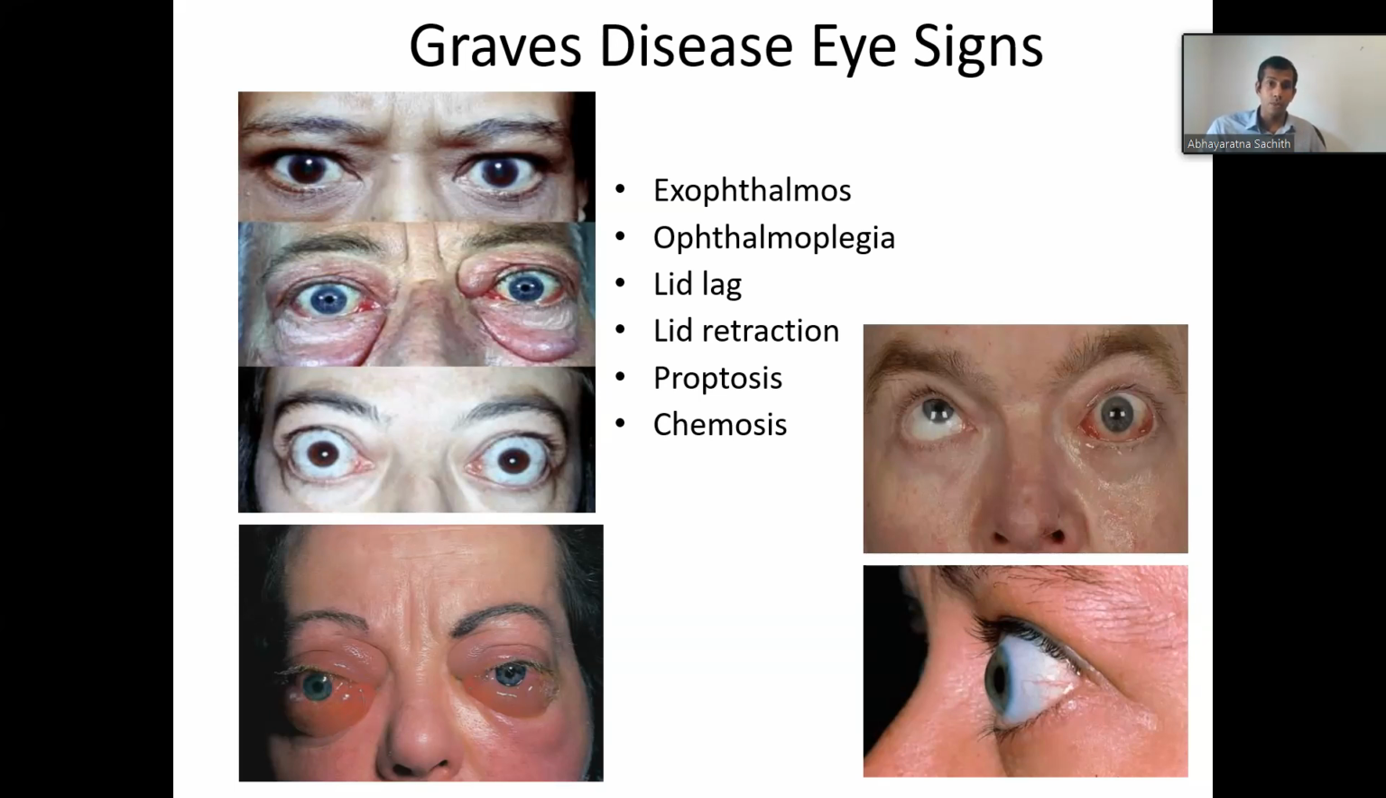And then there is lid retraction, so the patient will have a staring look. And then proptosis. Ideally, to detect proptosis, you have to come from above and check that. So the eye comes out. And then the chemosis, that is a redness, which you see in the last picture on the left side. That is chemosis of the eye.